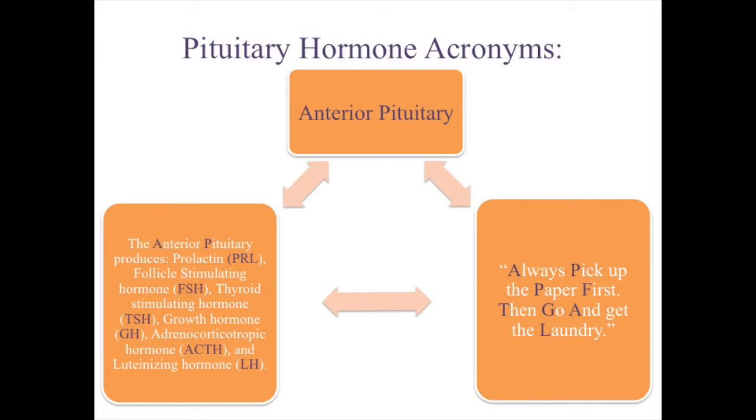An acronym created to help memorize these is always pick up the paper first and then go and get the laundry. The A in always standing for anterior, the P in pick standing for pituitary, the P in paper standing for prolactin, the F in first standing for follicle stimulating hormone, the T in then standing for thyroid stimulating hormone, the G in go standing for growth hormone, the A in and standing for adrenocorticotropic hormone, and the L in laundry standing for luteinizing hormone.